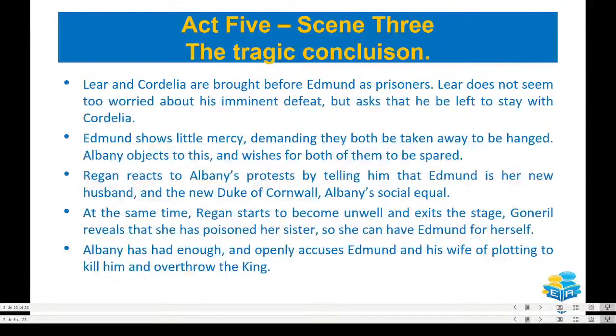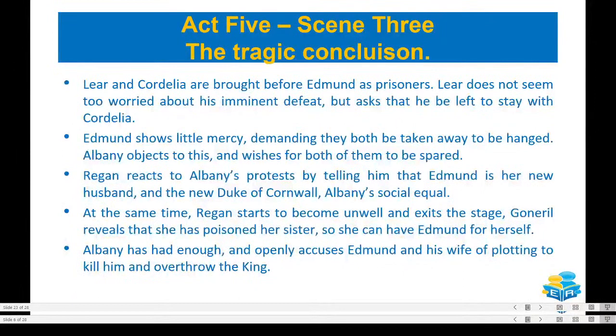Albany objects to this and wishes for them both to be spared. Regan reacts by basically saying that no, he's the social equal. He's the new Duke of Cornwall. He's my new man. So Edmund has succeeded in reaching that pinnacle of social standing. And he's done it in a way that he's given two fingers to society. Okay, he's now thinking, well, look where I am now, and look where you are.